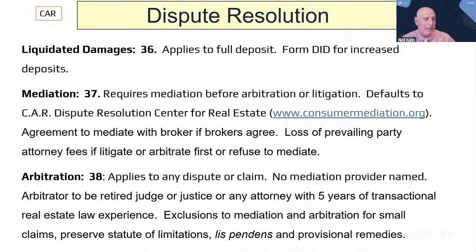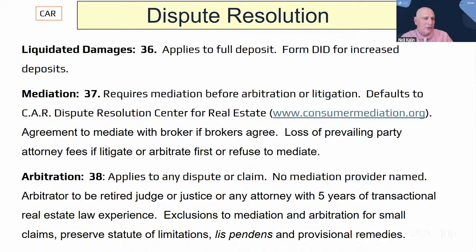CAR does have a mediation clause. It mandates the parties mediate before they litigate or arbitrate. It defaults to the CAR Dispute Resolution Center, but the parties can mediate at any service or with any mediator that they mutually agree to.